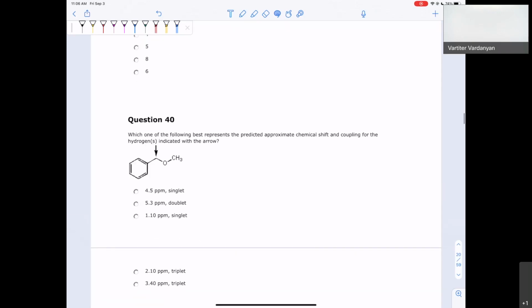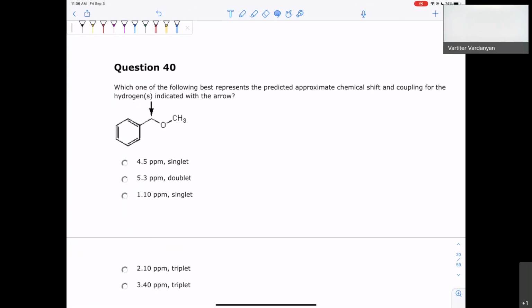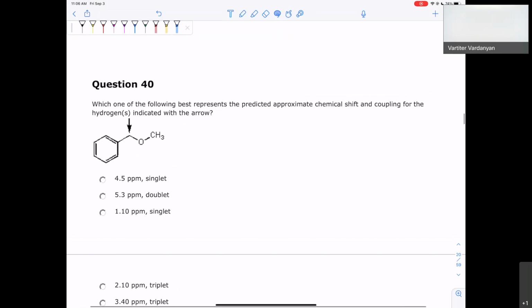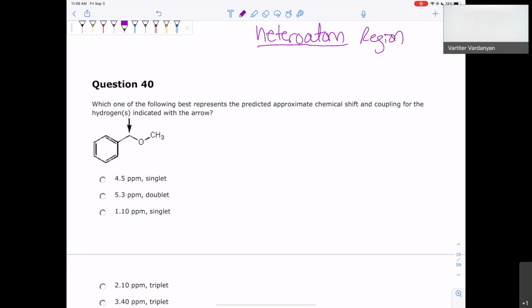Before we do that, I wanted to summarize what we've done in past SI sessions with an exam-like practice problem. I also want to point out something that I don't know if I said in SI or tutoring. So where is the heteroatom region? Okay, cool. A heteroatom is anything that's not a carbon or a hydrogen. The heteroatom region is 3 to 5 ppm.